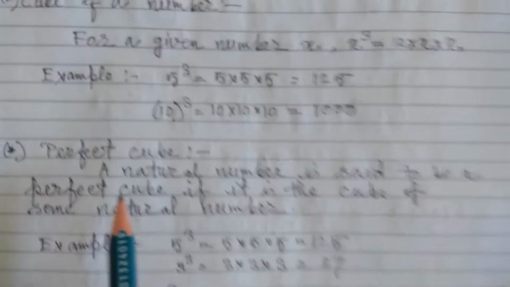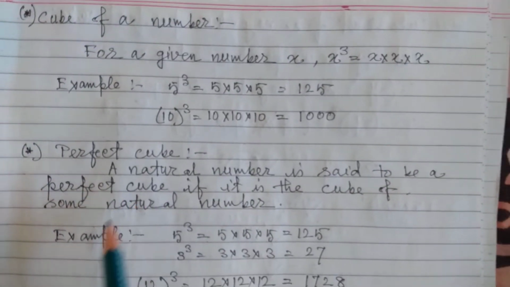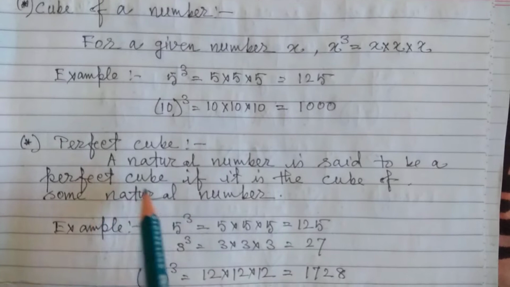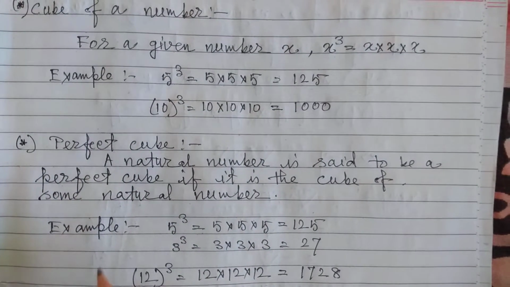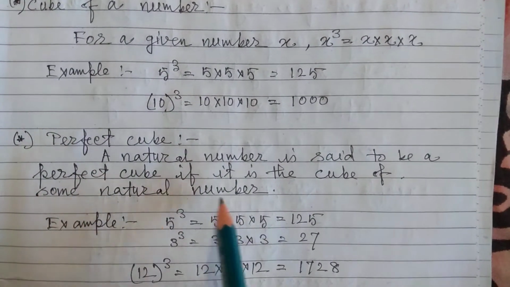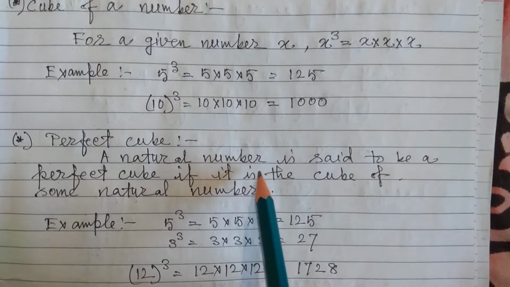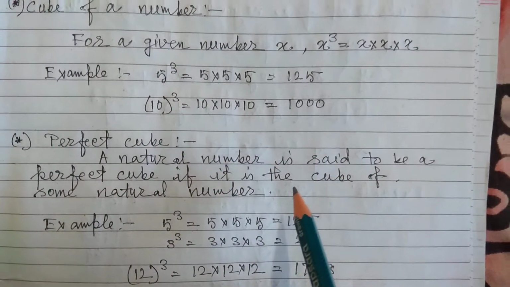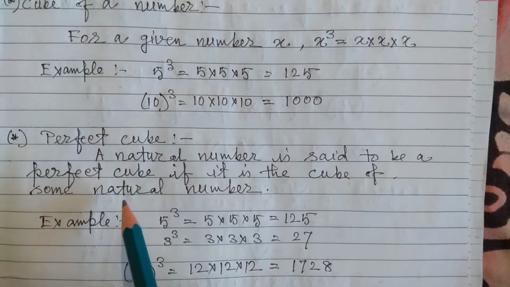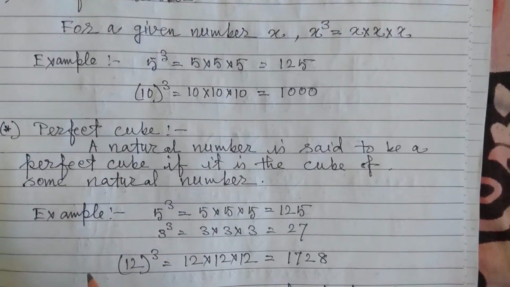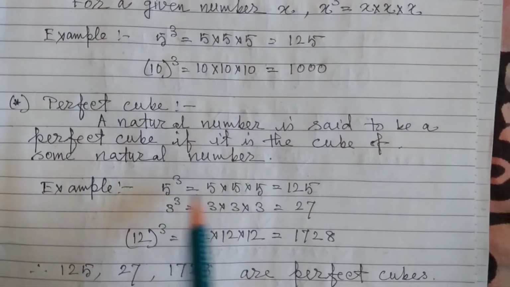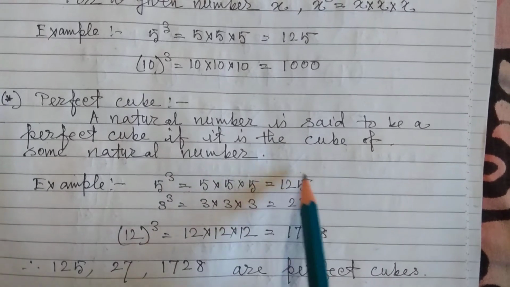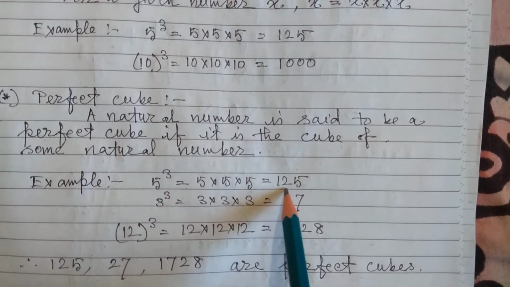Now, perfect cube. A natural number is said to be a perfect cube if it is the cube of some natural number. Example, 5 cube equal to 125. So 125 is a perfect cube.